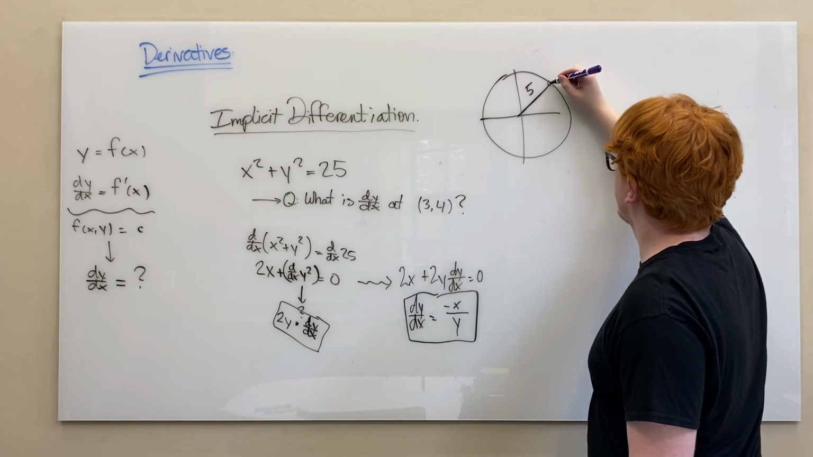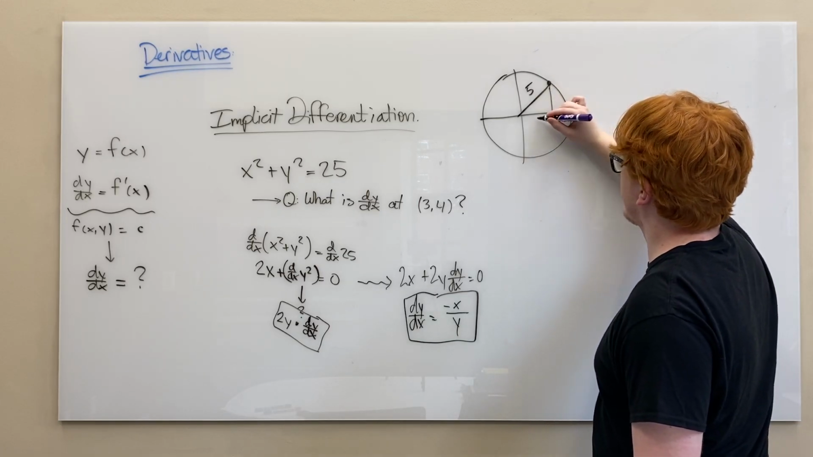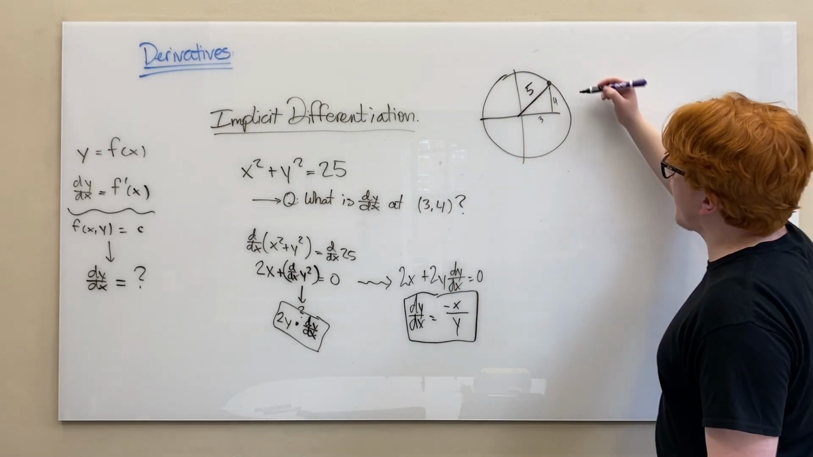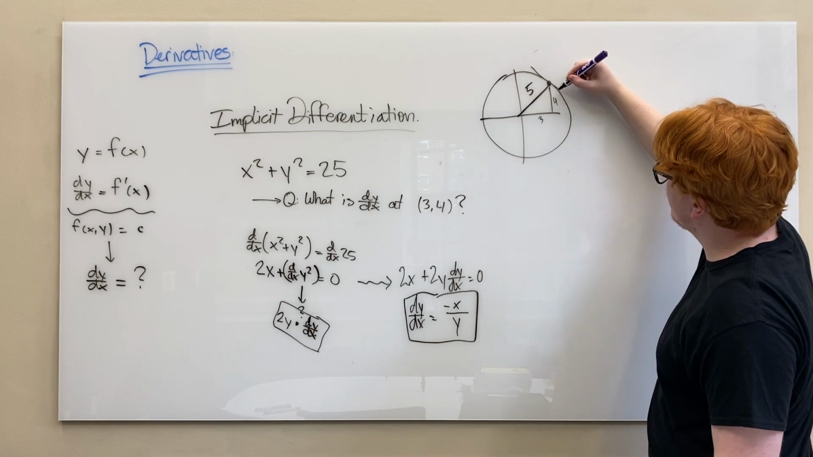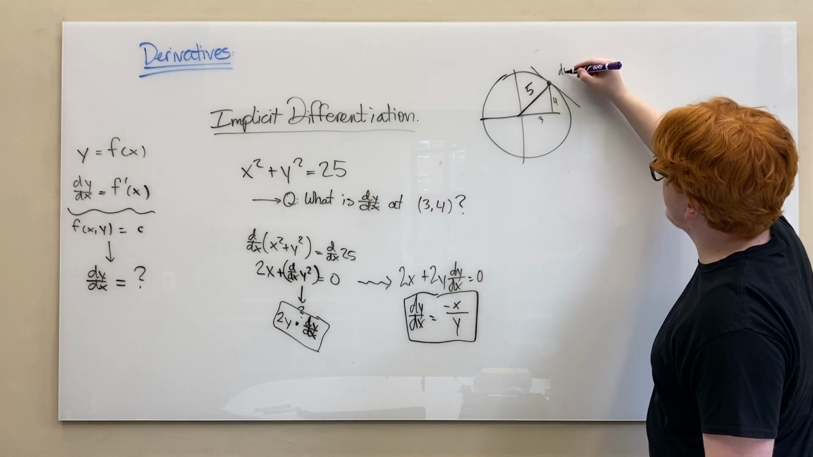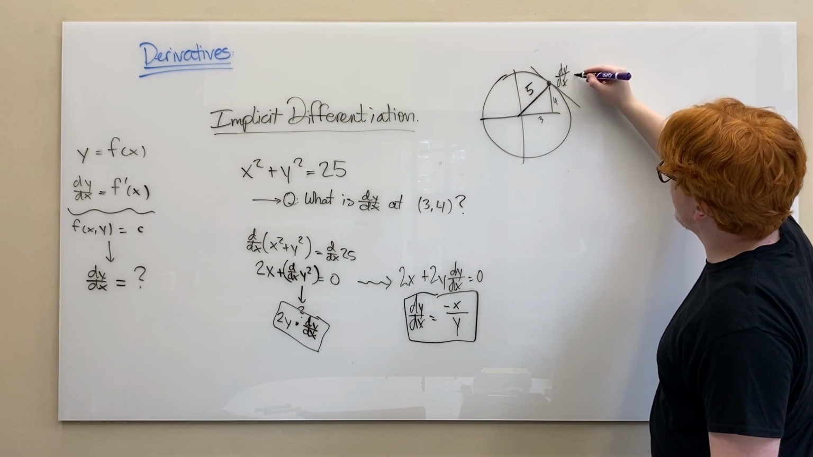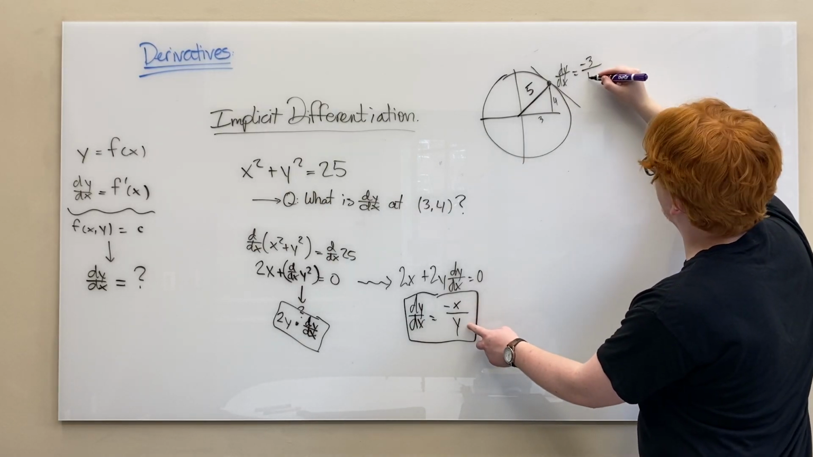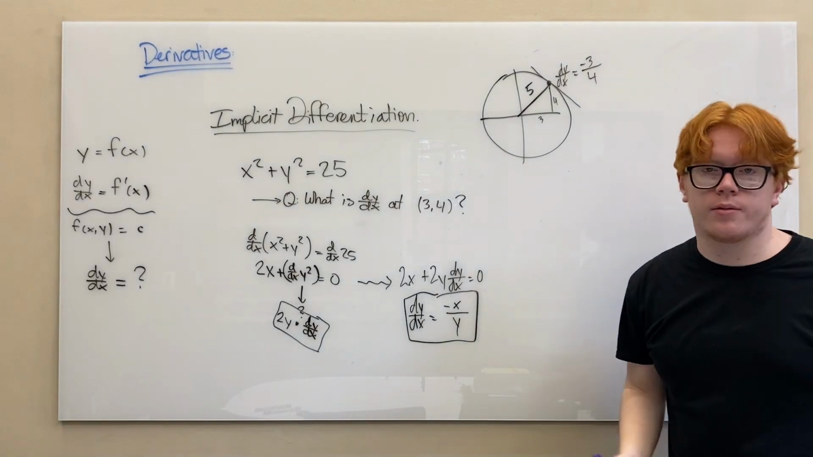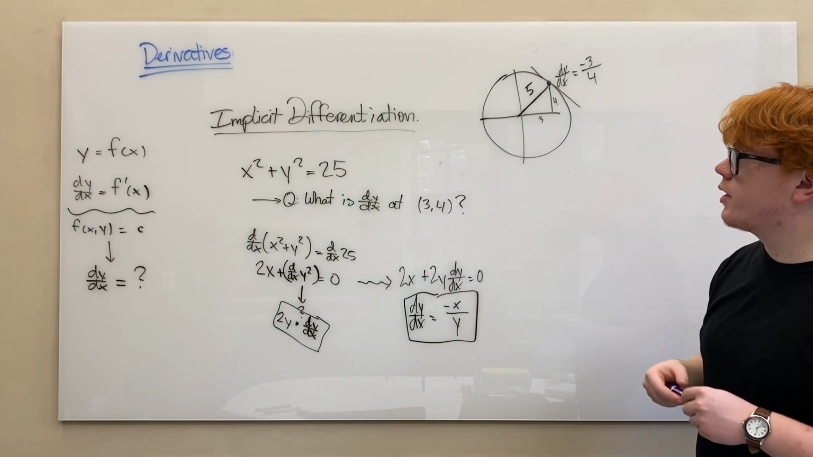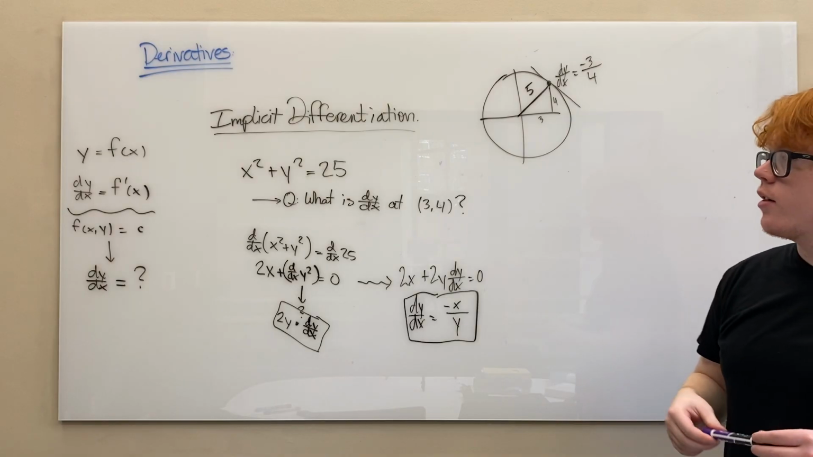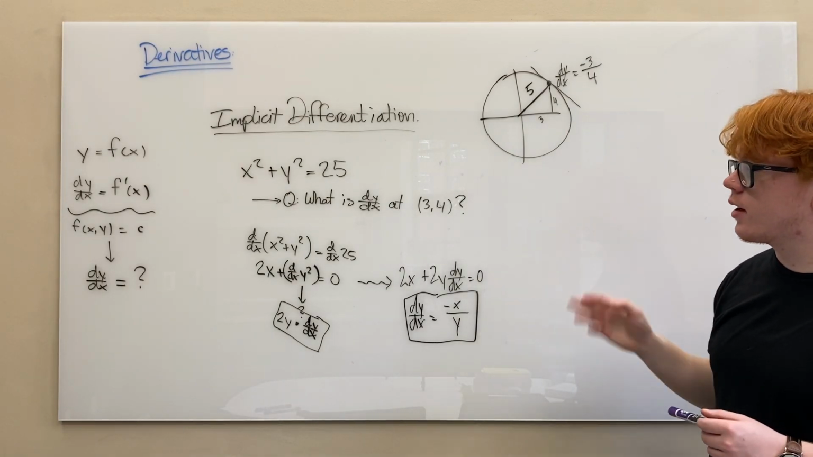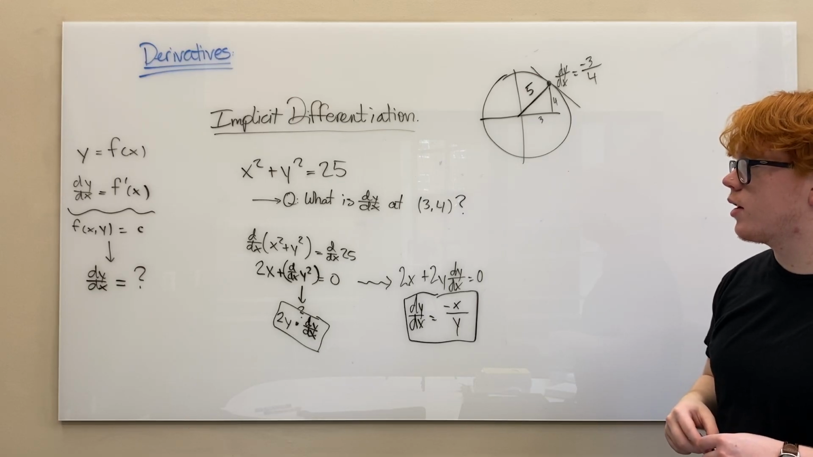So on our circle of radius 5, and at the point 3, 4, which I guess would be here if we're drawing a triangle, 3, 4, right? At this point, the slope dy/dx is going to be equal to negative 3 over 4. Voila! That's implicit differentiation. I might have another video at some point going a little deeper into it, but for now this should give a good intuition as to what's happening.